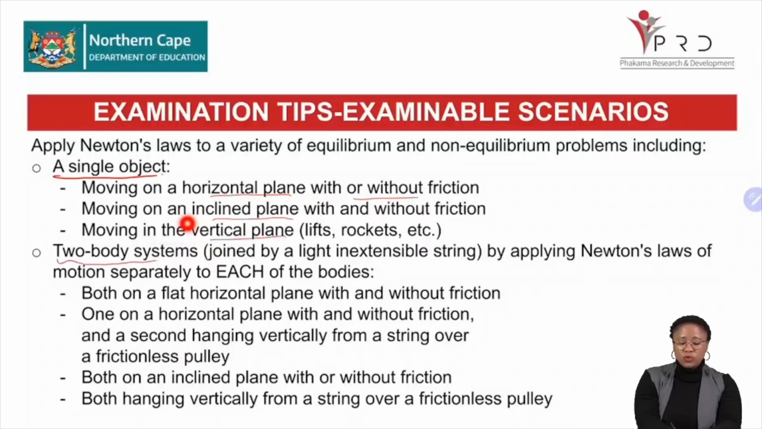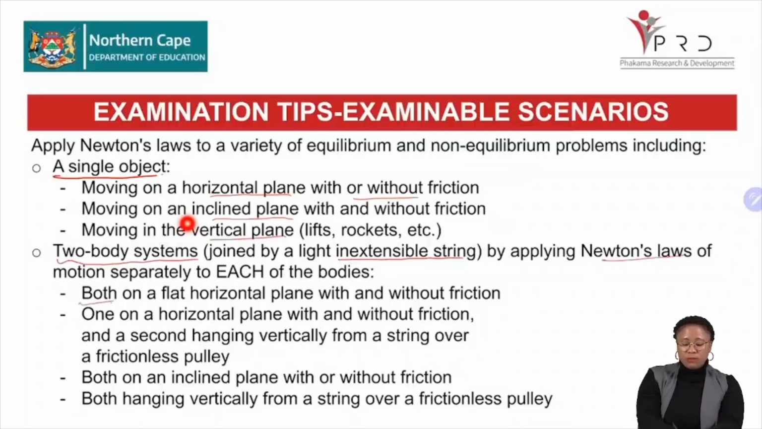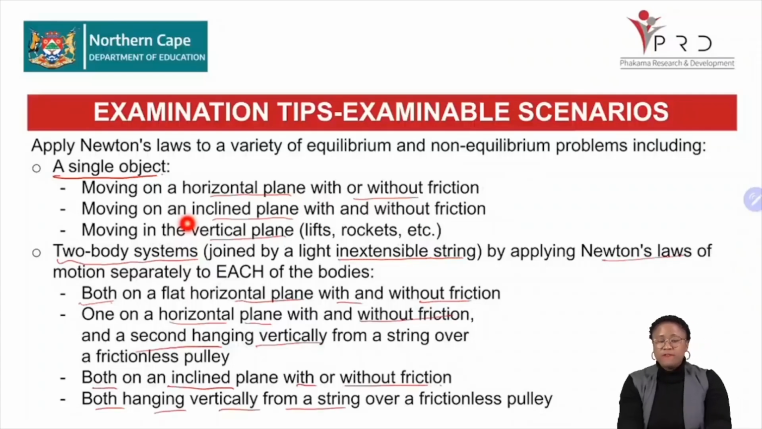But the examiner can also give you two body systems where they are joined together by a light inextensible string, and then you need to apply Newton's second law to do that. Now, you should be able to look at both on a flat horizontal surface with or without friction, one on a horizontal plane with or without friction and the second one hanging vertically from a string over a frictionless pulley, both on the inclined plane with or without friction, and both hanging vertically from a string over a frictionless pulley. So you need to know all the scenarios that the examiner might give you.